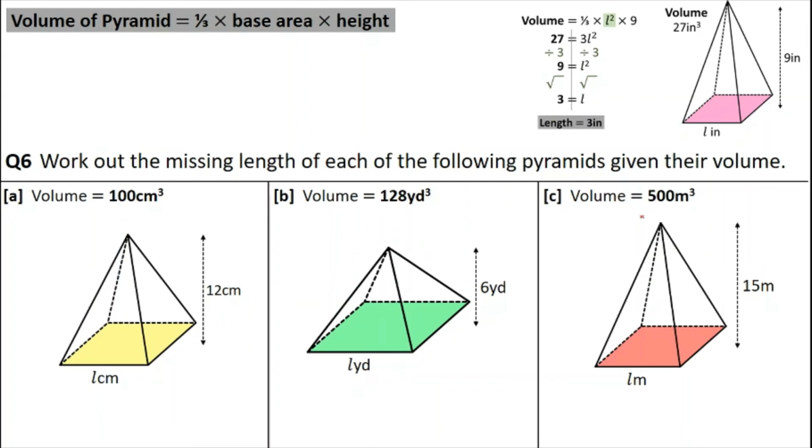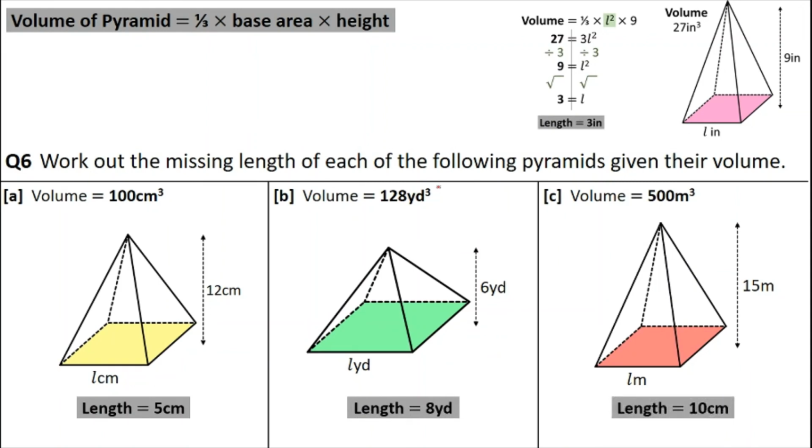So, again, here are 3 examples. Each one is a square-based pyramid. I've given you the volume and the height. I want you to find this length. And I've left in the top corner the model we're using. Pause it, have a go, and then unpause it for some answers. Okay, our answers for this one. We should have had 5, 8, and 10.